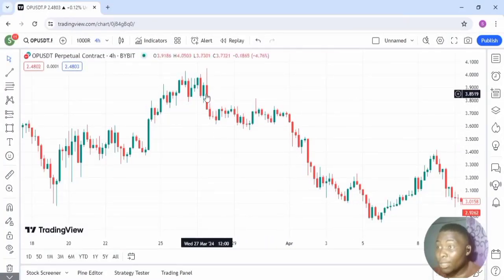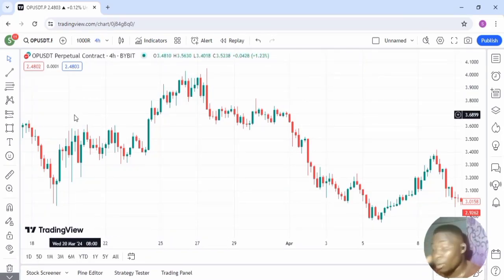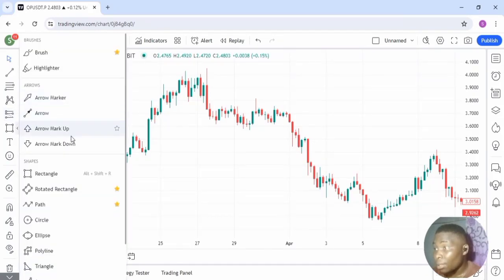Okay, look at this other block. Look at this bullish order block. Let me quickly mark it out.